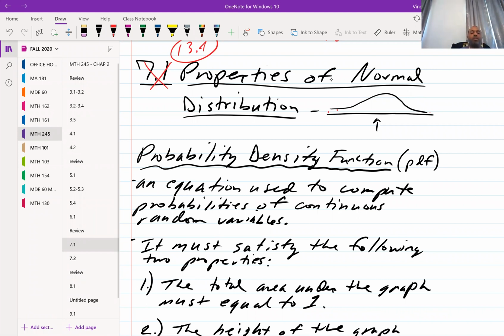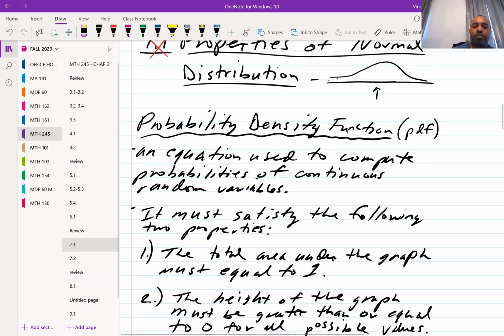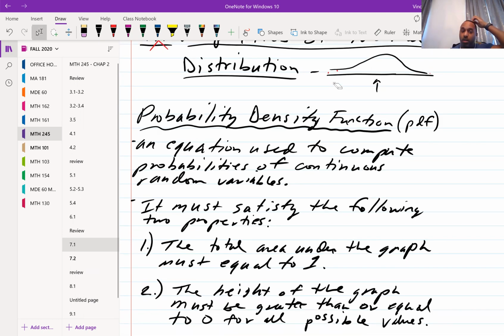Let's do some background work to make sure we're all right. A probability distribution or density function is an equation used to compute probabilities of continuous random variables. All right, it must satisfy the following two properties. The total area under the graph must equal 1, and that's going to be key for us later. We're talking about all the area under this curve is equal to 1. And then the height of the graph must be greater than or equal to 0 for all possible values. In other words, all your values or results will be positive. All right, give you a chance to write that down.